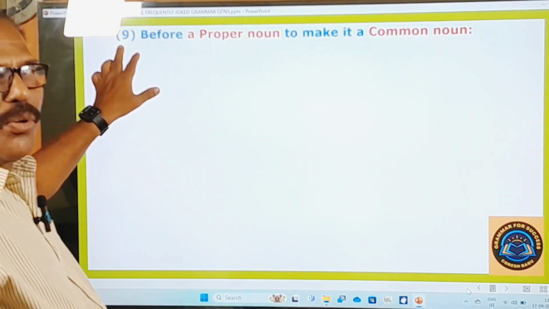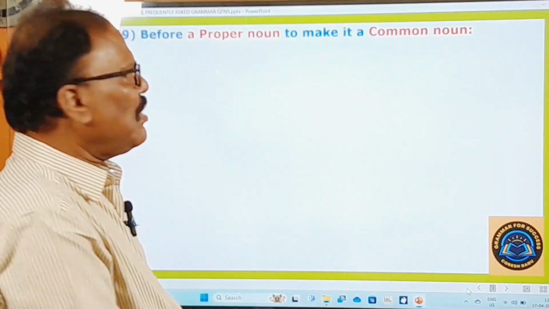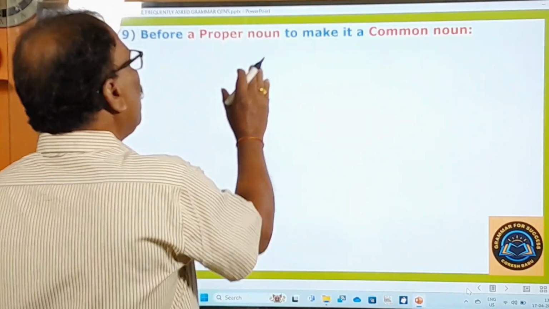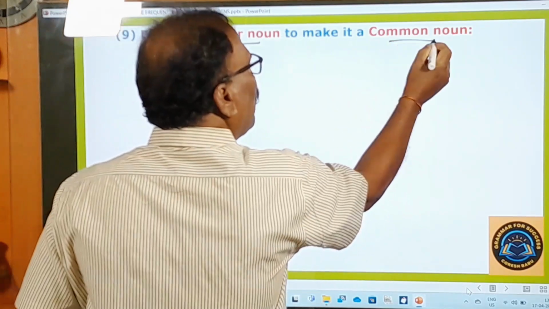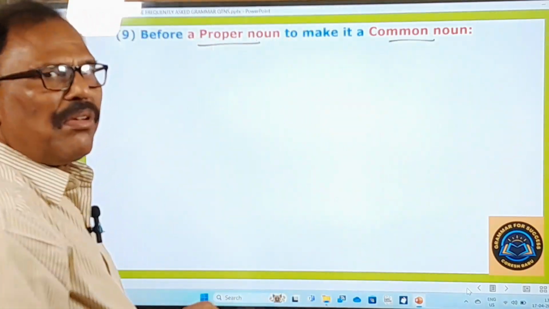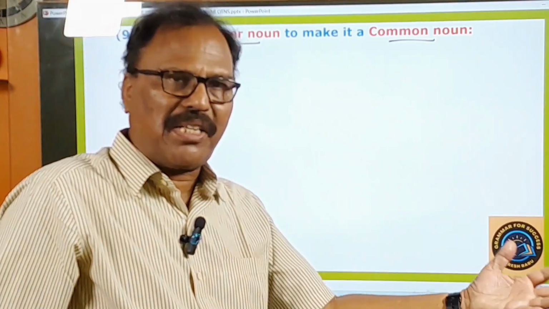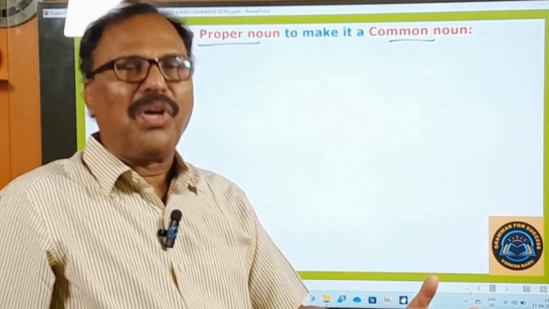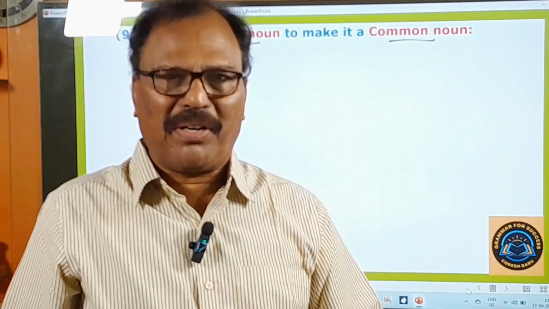What is this rule? Before a proper noun, to make it a common noun. This is going to be a very important rule. So what does the rule say? The rule says: before a proper noun, to make it a common noun. Then what is a proper noun? A proper noun is nothing but the particular name of a person, the particular name of a thing, the particular name of a place. Only the particular names of persons, places, things are called proper nouns.